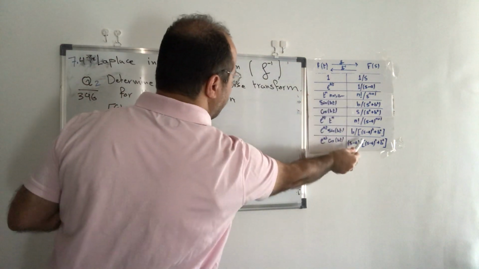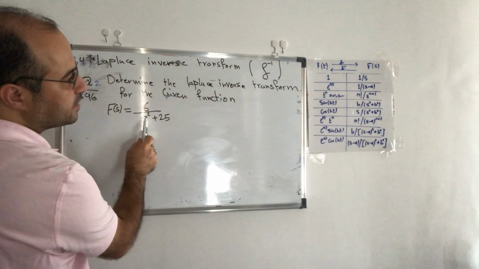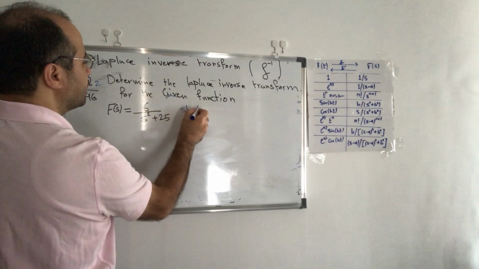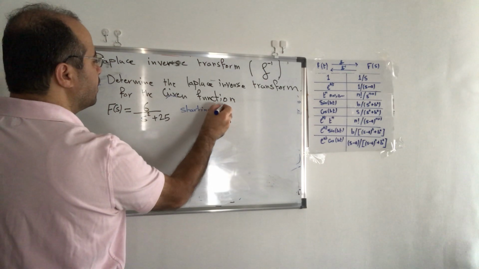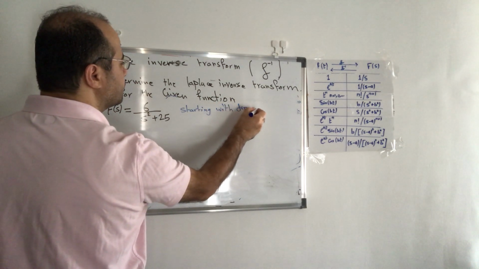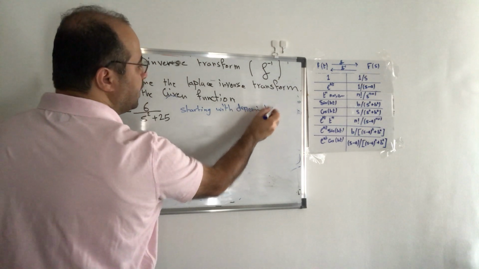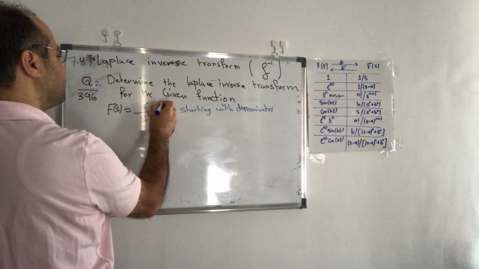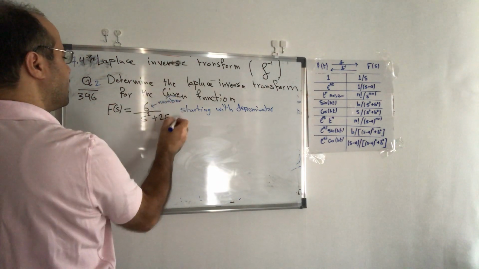Now solution. I'm going to just go and compare here. We need something with s squared in the denominator. So starting with the denominator. Now if you go and compare, here you have a number, right? And I have here a number, right?